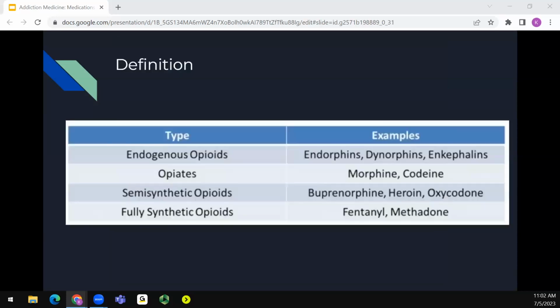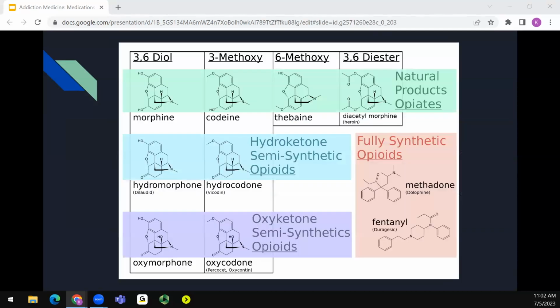The term opioid refers to opiates, derived compounds, and natural and synthetic analogs. And so you can see here all the different types of opioids that we are familiar with. This table also categorizes them, where you can see the naturally produced opiates: morphine, codeine, and heroin. You have your semi-synthetic opioids, and then you have your fully synthetic fentanyl and methadone.